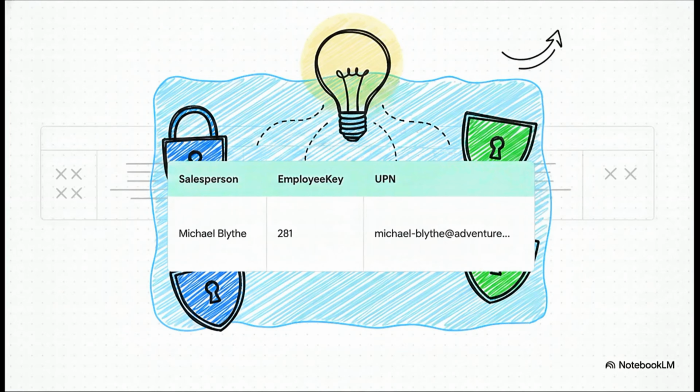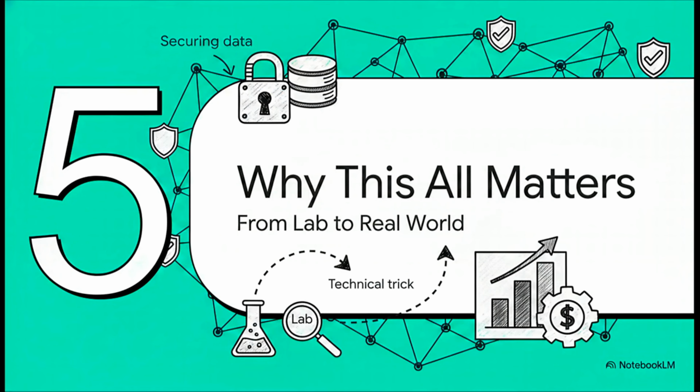The table now only shows the rows where he is the salesperson. All the other data from the other reps, it's like it doesn't even exist for him. It's secure, it's automatic, and it just works. Fantastic. So this is way more than just a neat technical trick.